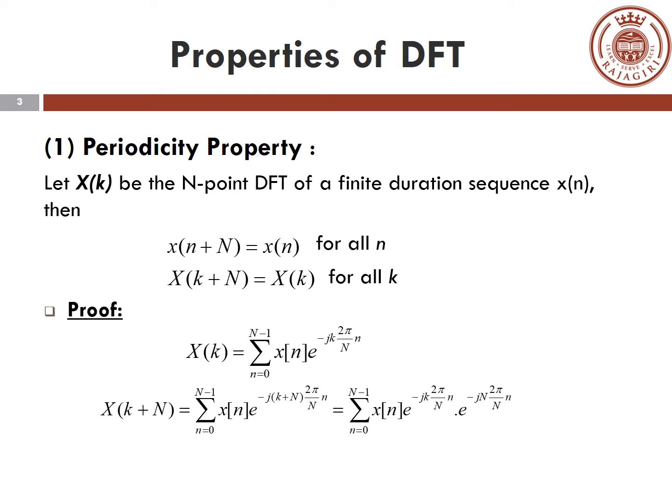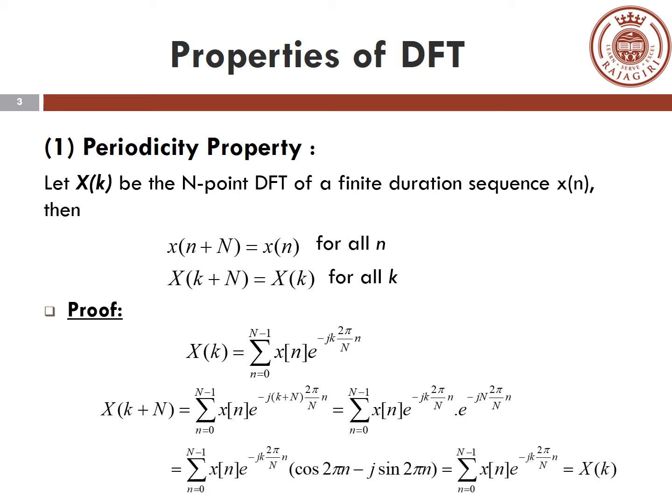Instead of k, write it as k plus N, into 2 pi by N into n. Now this exponential e raised to a plus b can be separated into the product of two exponentials, and that is what is shown here. E raised to minus j k 2 pi by N into n, and then you have another term, after cancelling this N and N out, you get it as e raised to minus j 2 pi n. Now we know that e raised to minus j theta can be written as cos theta minus j sin theta, and that is what is done in the next step.